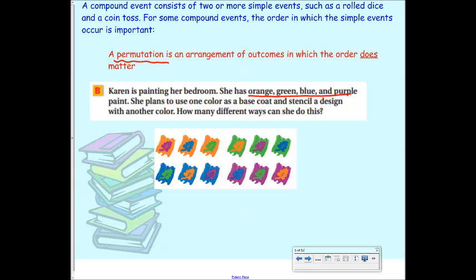Okay, so think about Karen. Even though she's selecting orange and purple, and here she's selecting purple and orange, is she buying the same paint colors? Yes. But is she ending up with the same result? The order is not the same. It matters, right? So we say a permutation, the order matters. A combination, it doesn't. Okay?